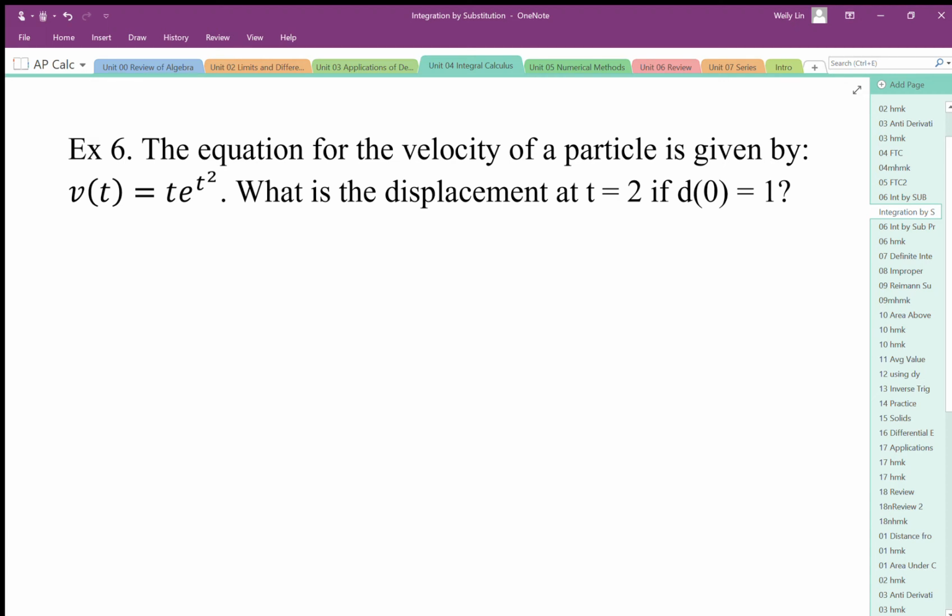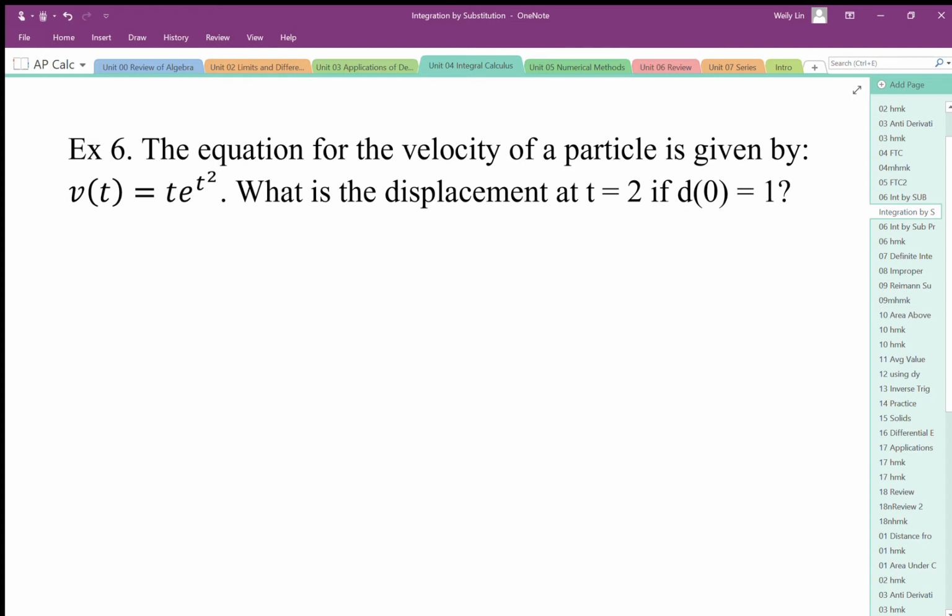So for this problem, it's a word problem. We have an equation for the velocity, and we also need to figure out the displacement. The velocity function, we know that the integral or the antiderivative of velocity is the displacement. However, we actually need to get the displacement function, which means essentially we need to solve for plus c.